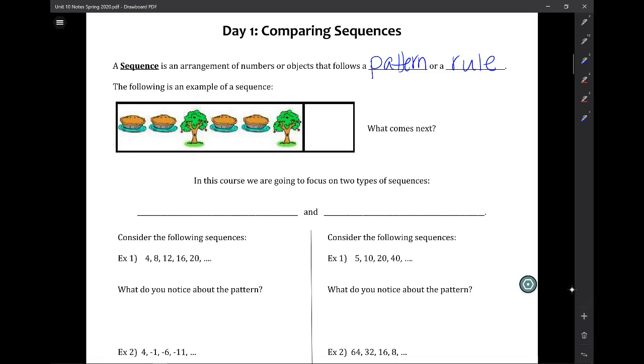We could also do it with objects: pi, tree, next would become another pi. I am not the best artist in the world, so just bear with me, but there's my pi. So a pi would come next. You are just going to be looking and thinking, what would come next, and what's the rule, and how do I get there.